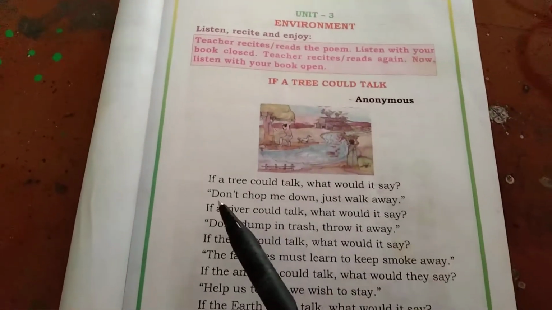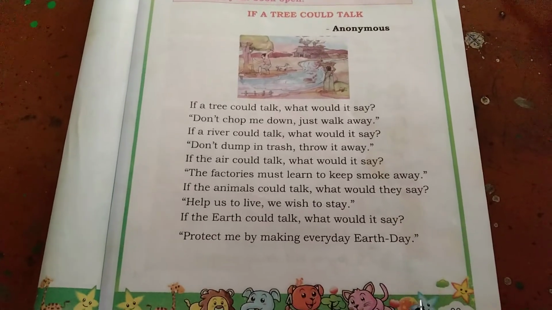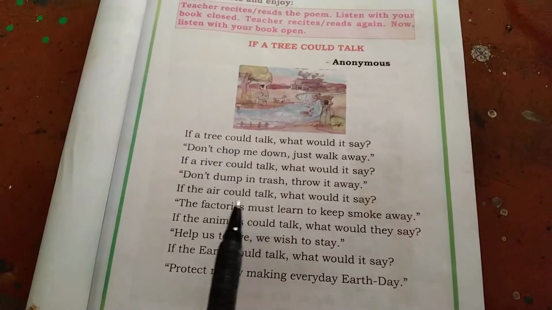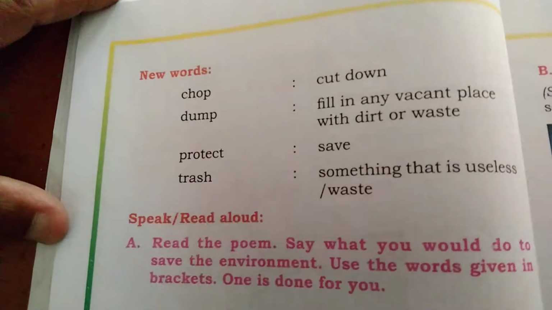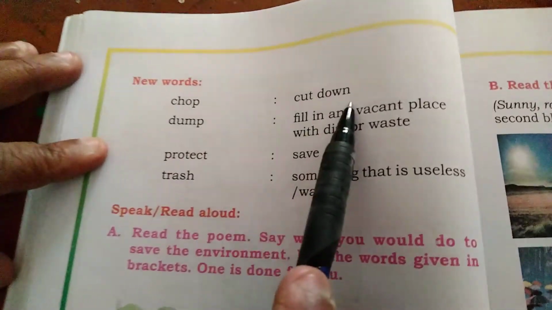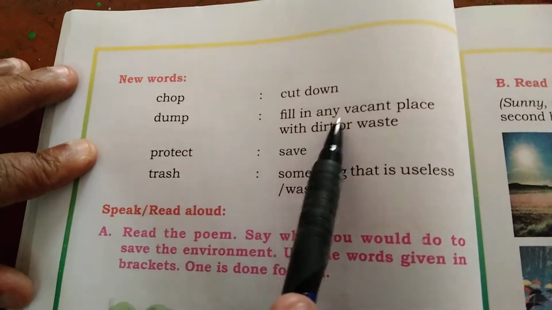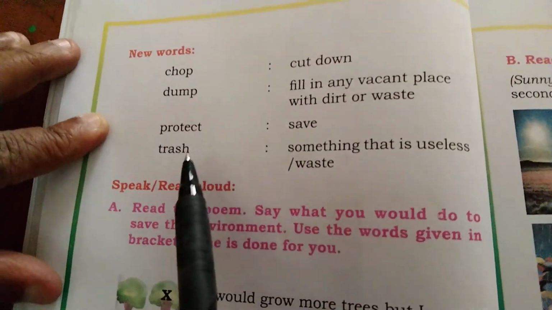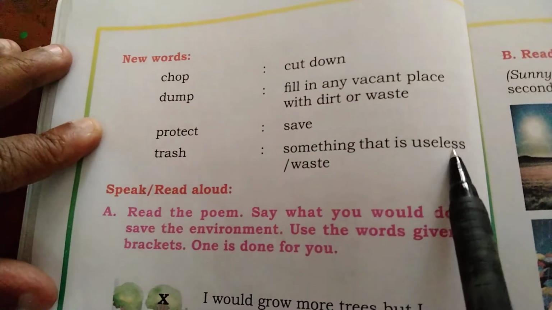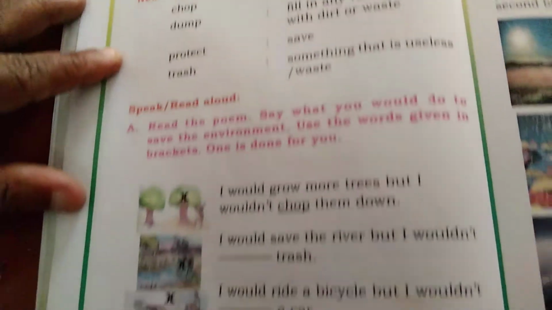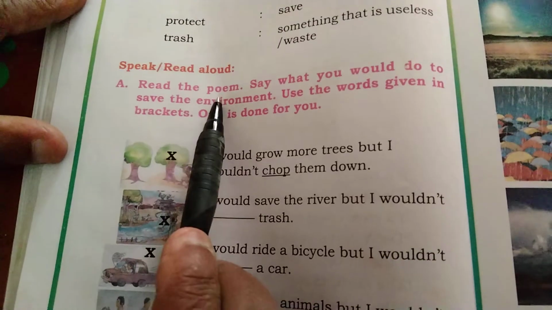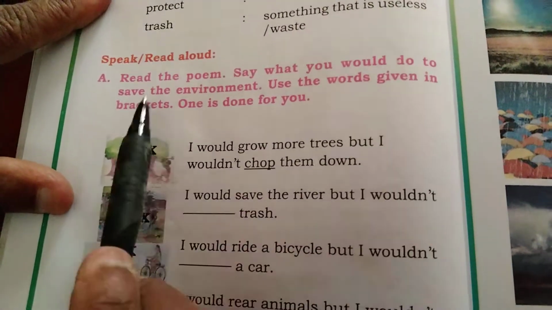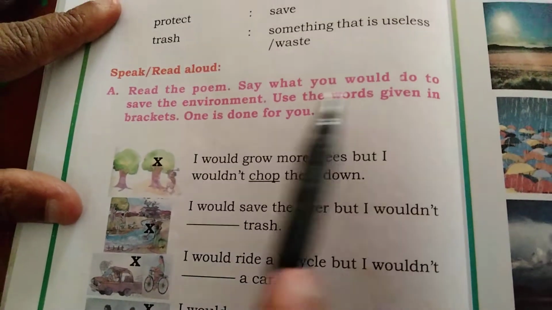So now, children, you must learn to recite this poem very well, and then we will move on to page number 34, which talks about new words. Chop means cut down, dump means fill in any vacant place with dirt or waste, protect means save, trash is something that is useless or waste. Now here it says, read the poem, say what you would do to save the environment. Use the words given in the brackets.